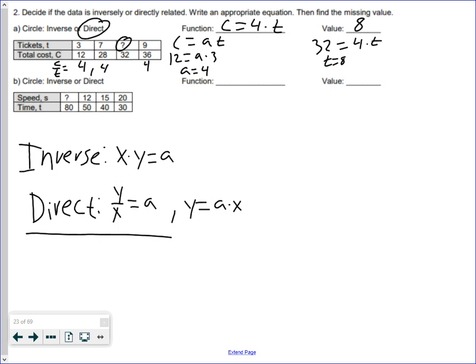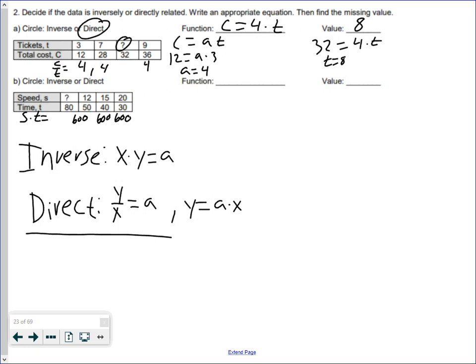And now for 2b, we're going to see if it's inversely related. So if it's inversely related, that means our x times our y, or in this case, s times t, should all be the same term. So for the first pairing, we have some speed at a time of 80. We don't know what the speed is. We can't really check that one. But the next one over, we have a speed of 12 and a time of 50. That's 600. Then we have a speed of 15 at a time of 40. That's also 600. And then we have a time of 30 with a speed of 20. 30 times 20 is also 600.